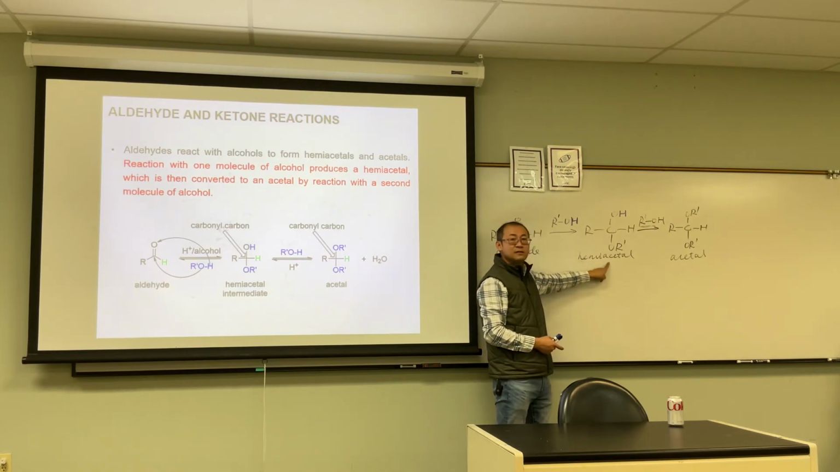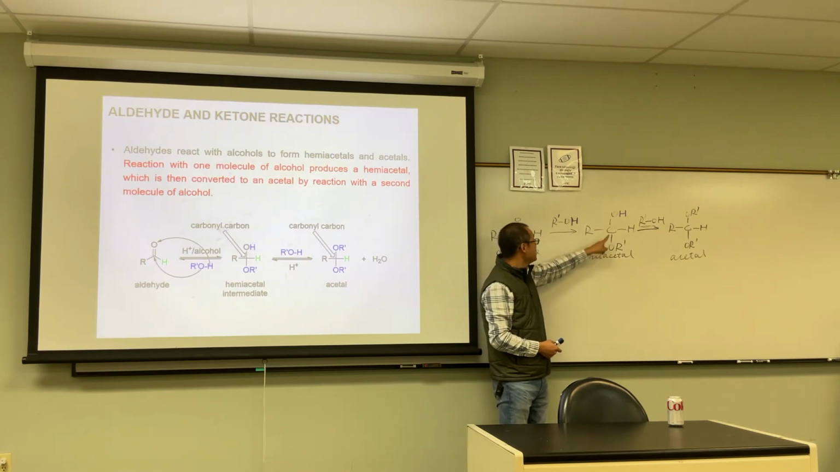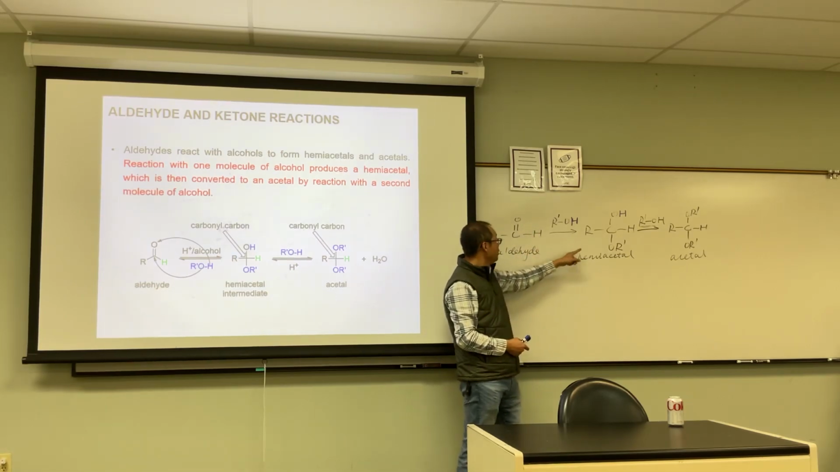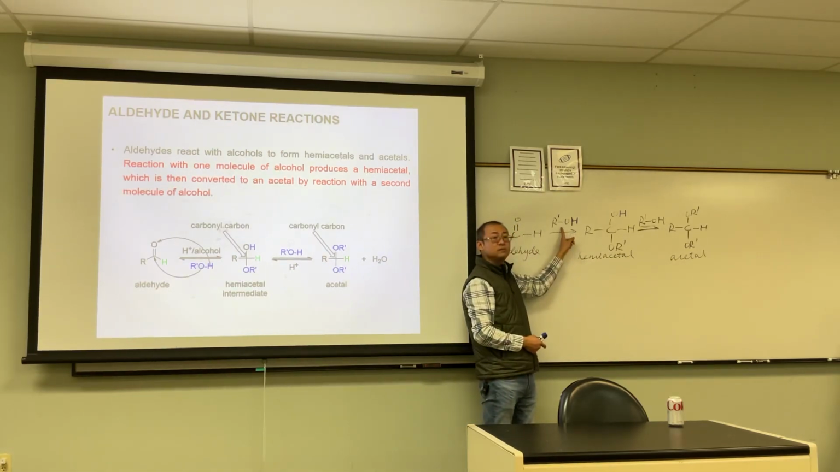It's called hemiacetal. So the O was already there. The hydrogen came from the alcohol and it bonded to the O. This O is that. And the OR is from the alcohol, the whole thing. This OR is from the alcohol, the whole thing.